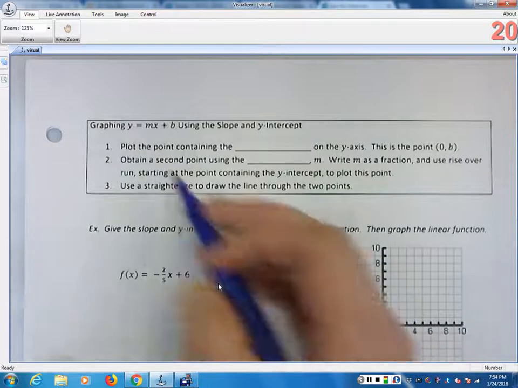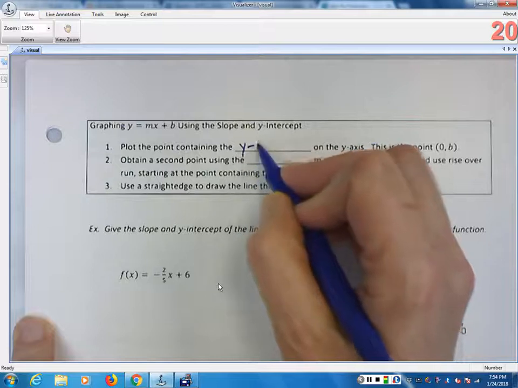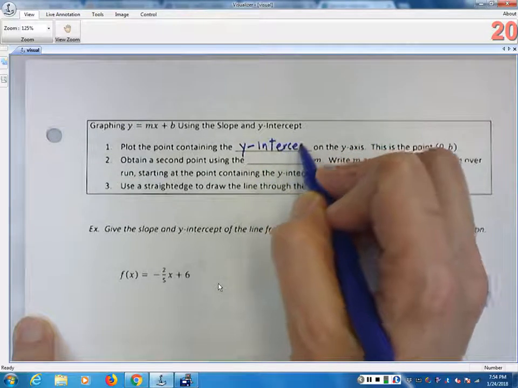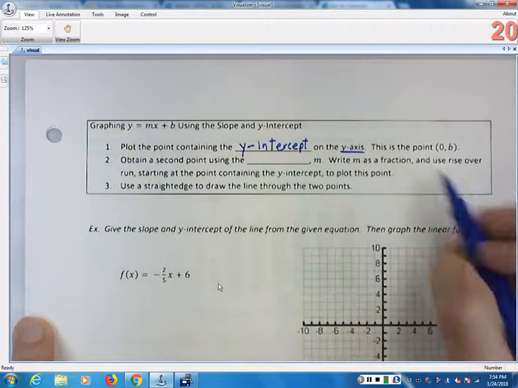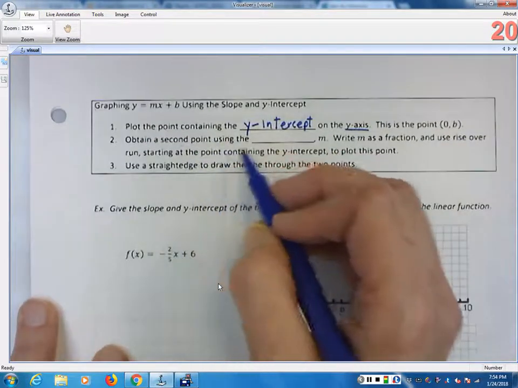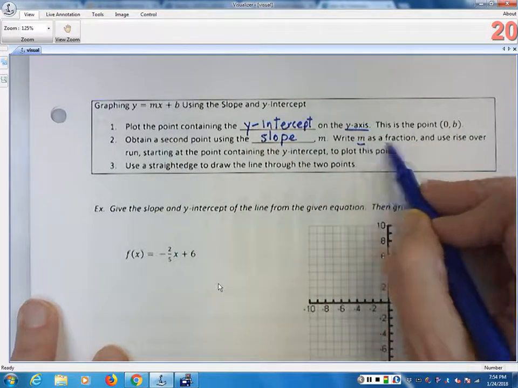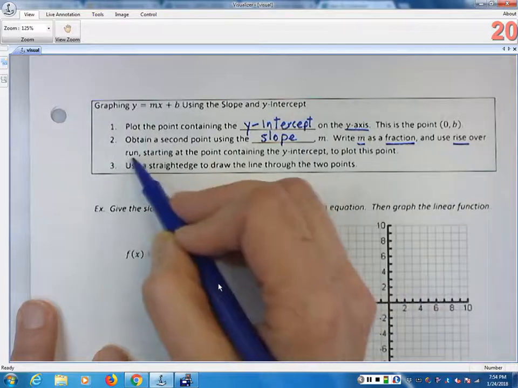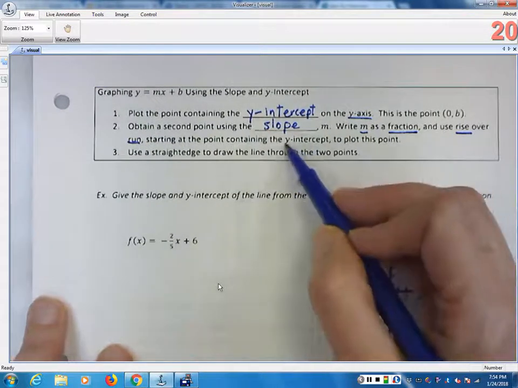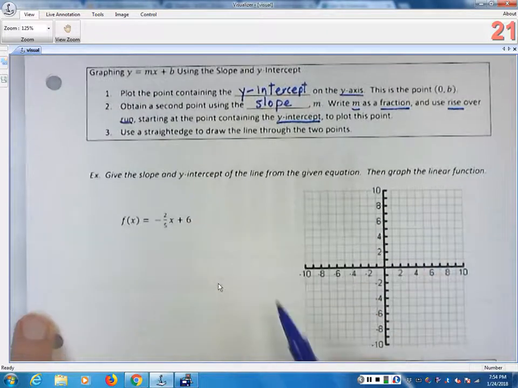So when you're graphing and it's in slope-intercept form, you plot the point containing the y-intercept first. You're going to plot that on the y-axis. This is the point (0, b). Then you're going to obtain a second point using the slope, m. You're going to write m as a fraction and use rise over run. You're going to start at the y-intercept and go up and over, or down and over. And then you can draw the line with a straight edge.